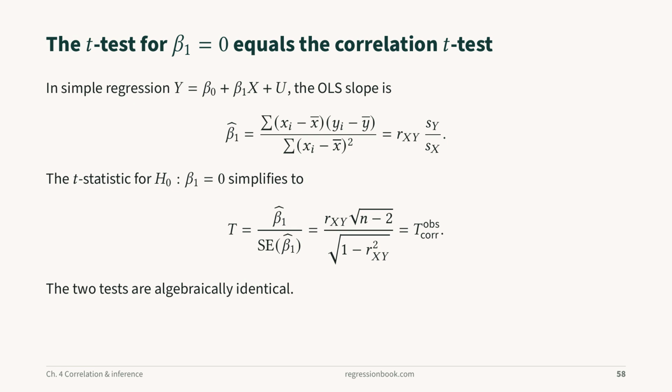The first connection deserves its algebra now. In simple regression, the least squares slope is the correlation times the ratio of standard deviations. Standardize the slope by its standard error, and everything cancels down to precisely the correlation t-statistic. The same value, the same degrees of freedom. Testing a zero slope and testing zero correlation are algebraically identical.